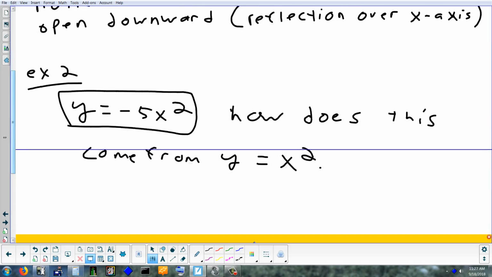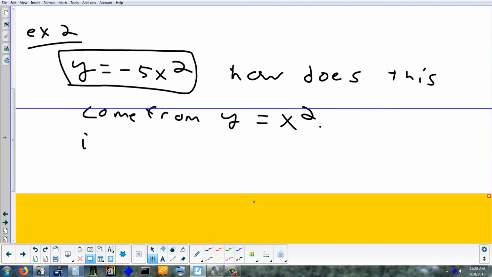First, the one that's in the box, let's just identify how many things are happening here. Right, so Nick, how many things are happening in the graph y equals negative 5x squared if you compared it to y equals x squared? It's being flipped. You don't have to tell me what they are yet. Just how many things are happening. 2 things. Yep, I agree.